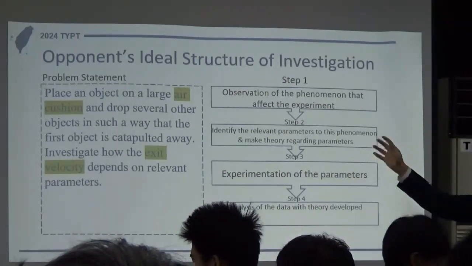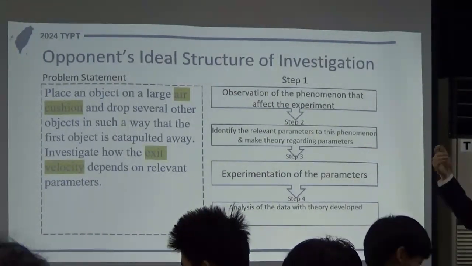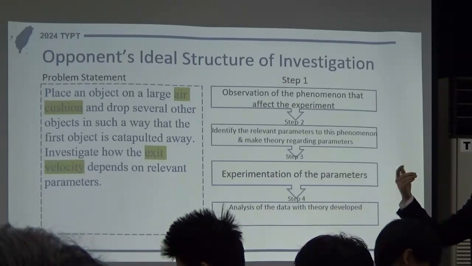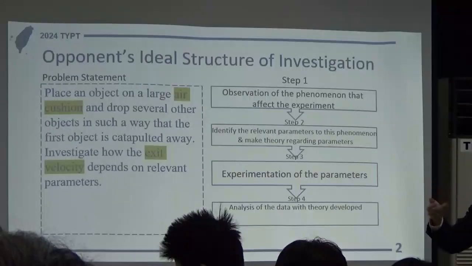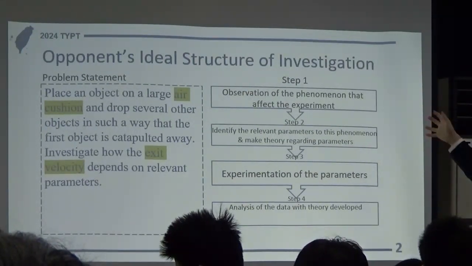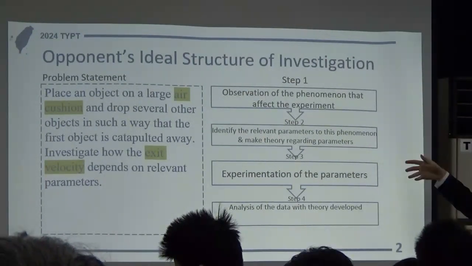So this is the problem: place an object on the air cushion and drop several other objects in such a way that the first object is catapulted away. Investigate how the exit velocity depends on different parameters. And this is the ideal structure of the investigation the reporter should have performed.